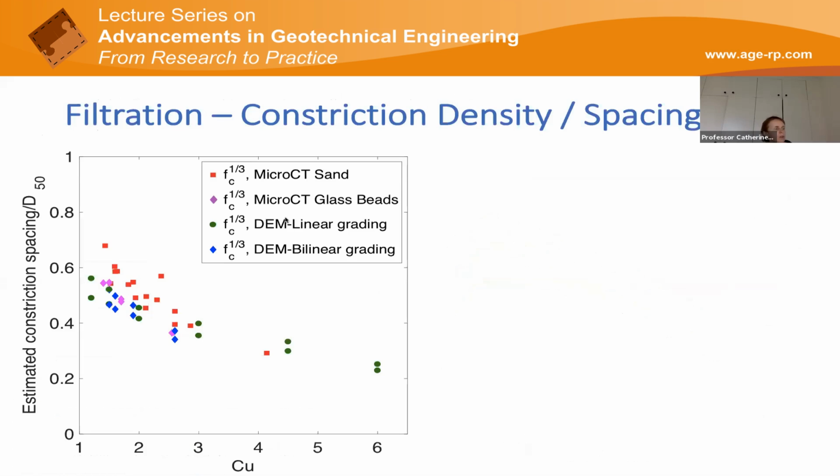And we also looked at the density of constrictions or spacing of constrictions in a filter. And this is important because you want to know how thick your filter should be in order to effectively retain the base material. And we found that if we looked at our constriction spacing divided by the median particle diameter, for our more or less continuous gradings, there was a relationship between this normalized spacing and the coefficient of uniformity.